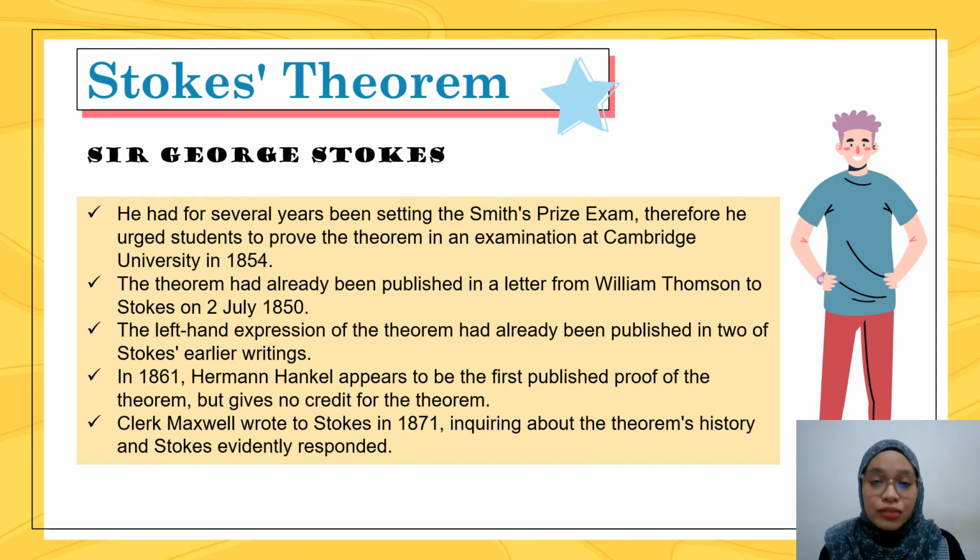However, the theorem had already been published in a letter from William Thomson to Stokes on 2nd July 1850. The left-hand expression of the theorem had already been published in two of Stokes' earlier writings. In 1861, Hermann Hankel appears to be the first to publish a proof of the theorem, but he gives no credit for the theorem. This made Clerk Maxwell write to Stokes in 1871, inquiring about the theorem's history. Then, Stokes evidently responded, because the theorem appears with a reference to the Smith Prize exam in Treatise on Electricity and Magnetism, written by Maxwell.